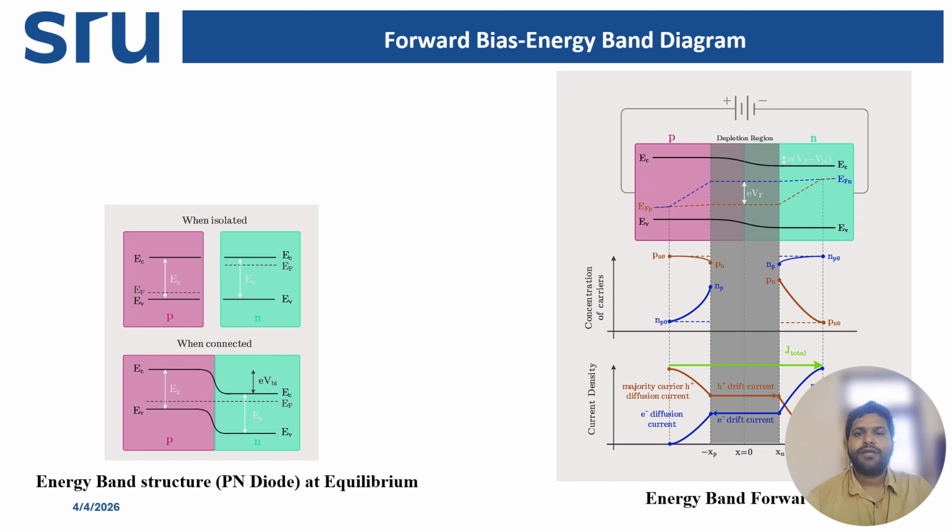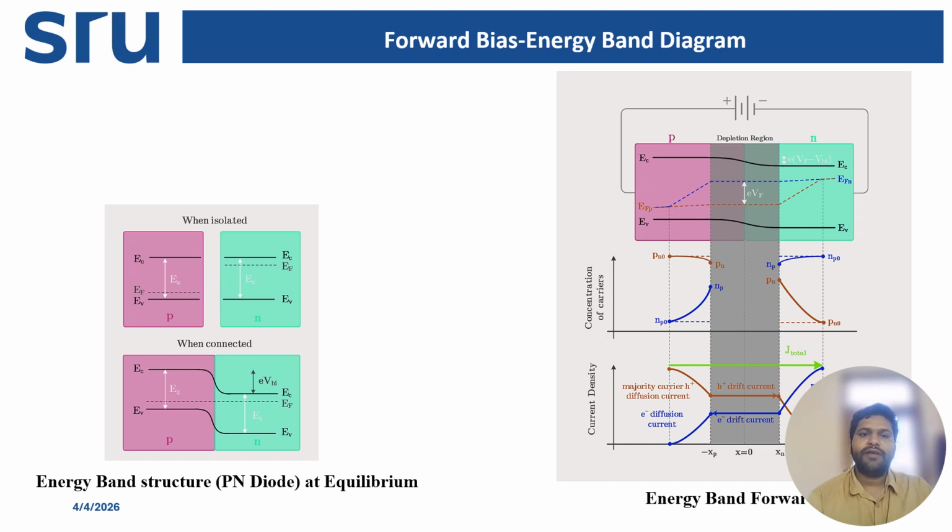Before forward bias, at equilibrium, the depletion region is formed and a built-in potential exists. The conduction band and valence band bend near the junction. The Fermi level is constant across the entire device. This band bending represents the built-in electric field. Now let us see what happens when we apply forward bias.